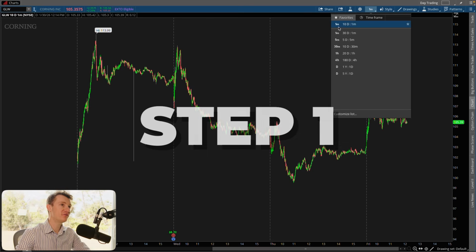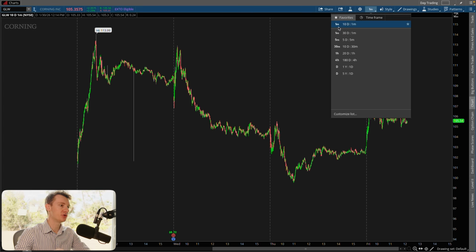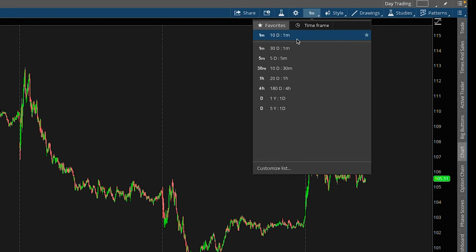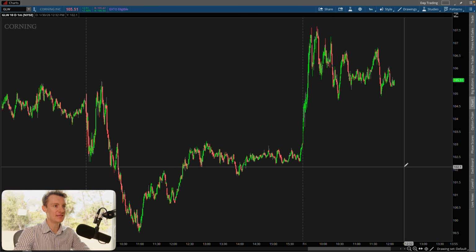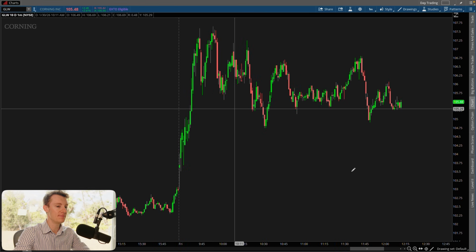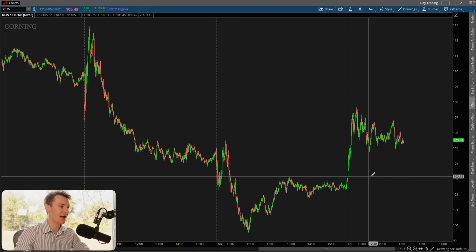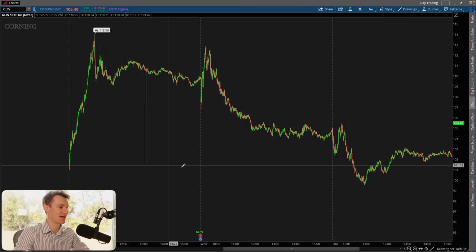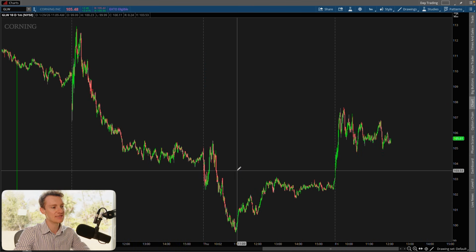So step 1, the first thing you want to do is go onto your charting platform or broker and pull up a 1-minute 10-day time frame. So that means that each candle you see is going to represent 1 minute of time, and we can look back 10 days into the past. So we're going to use 10 days of what we'll call historical data to actually go about setting up this trading system, this trading strategy, right?